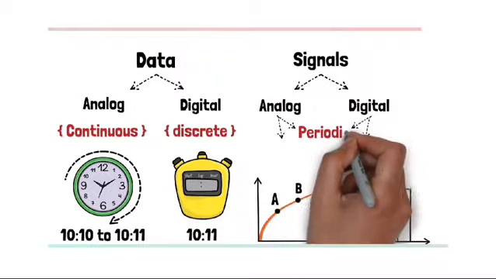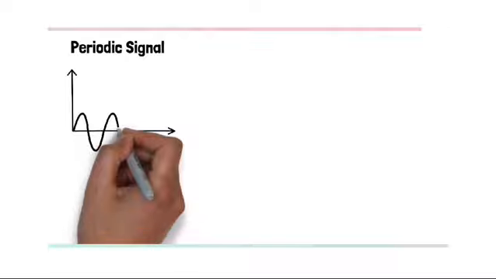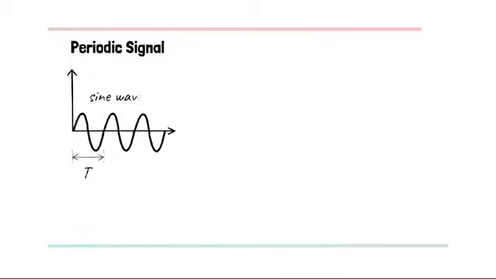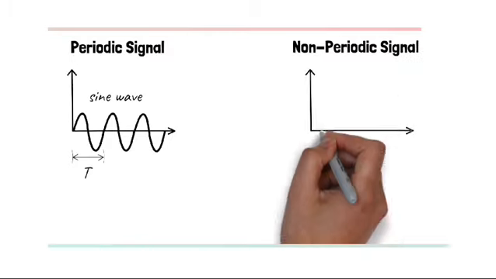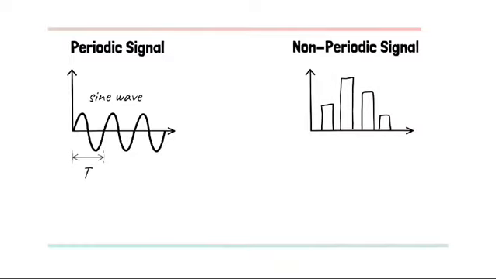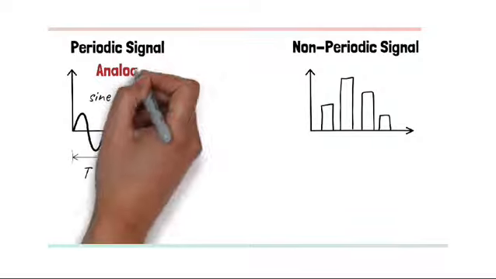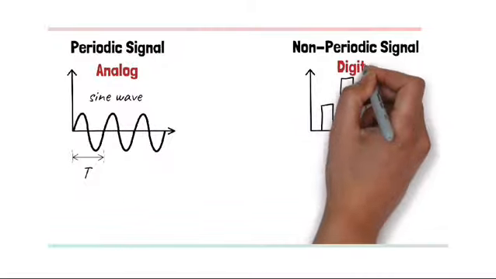A signal can be periodic or non-periodic. A periodic signal is one which repeats the same pattern after a fixed time frame, for example, a sine wave. On the other hand, a non-periodic signal does not repeat over time. In data communication, we commonly use a periodic analog signal because they need less bandwidth, and a non-periodic digital signal to represent variation in data.